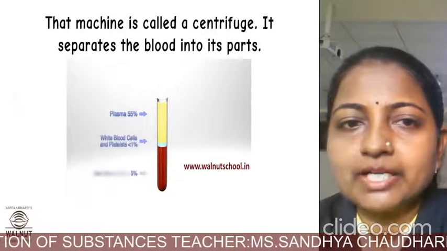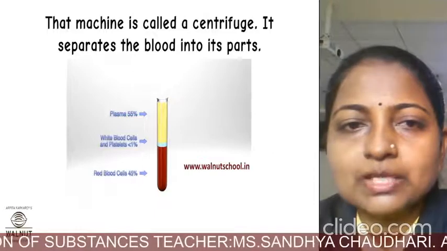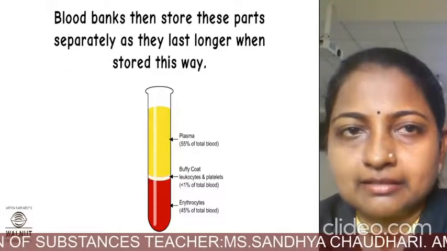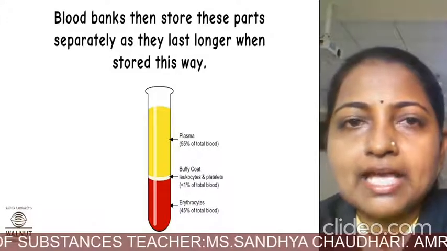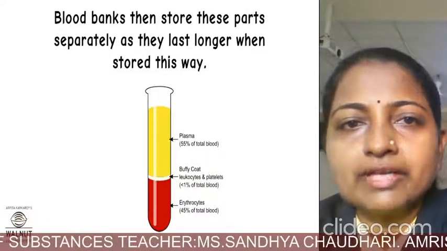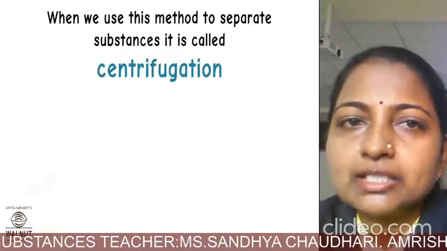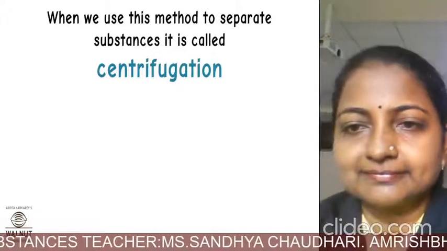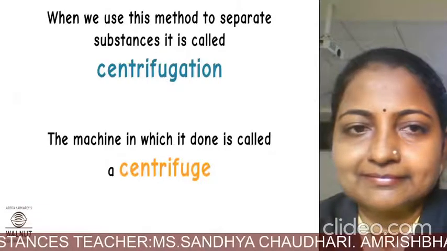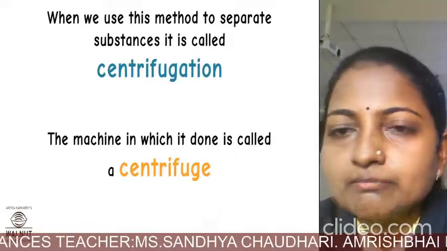Plasma, after that white blood cells and platelets, and after that red blood cells. You can see different layers are there. Then blood banks store these parts separately as they last longer when stored this way. When we use this method to separate substances, it is called centrifugation. The machine in which it is done is called a centrifuge machine.